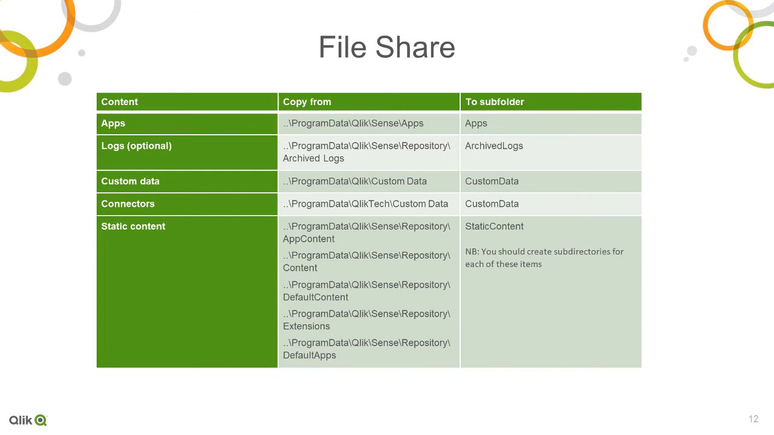The connectors and the custom data folder is so that all of your servers have the same information about the connectors, and then the static content is fairly useful for all of the servers because it's got all your images, your extensions. The monitoring apps are in the default apps folder, so the servers need access to that. So that's what we're setting up when we do that file share.